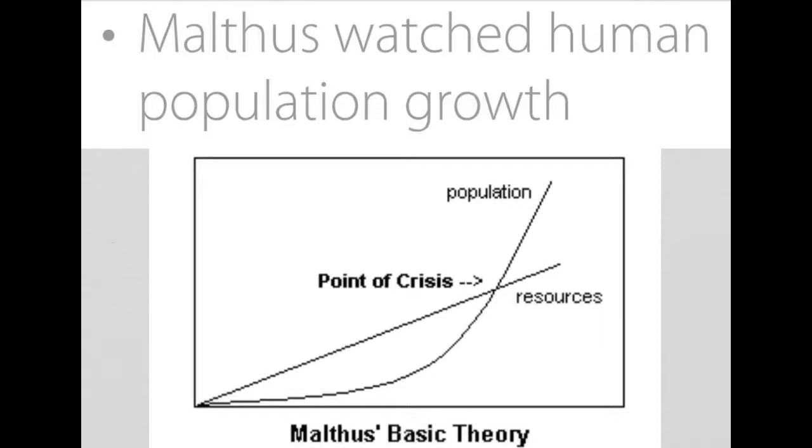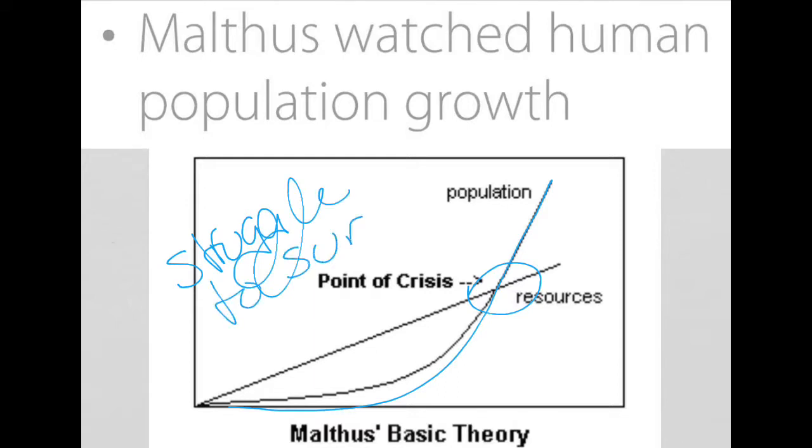Then there was this last person, Malthus. He watched human population growth and basically said that in all populations, they have a tendency to grow to have a higher actual amount of organisms than the environment can sustain. And so at some point, there will be a crisis for resources, and therefore this struggle to survive. And this struggle to survive ends up leading to some amount of the population dying.